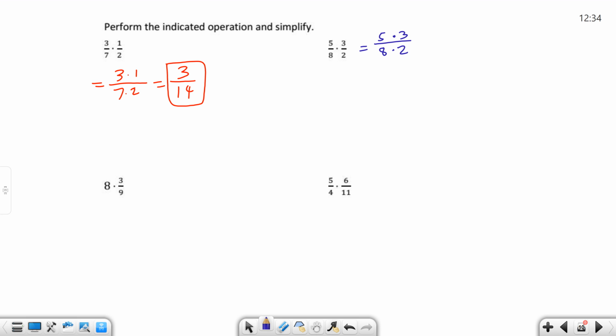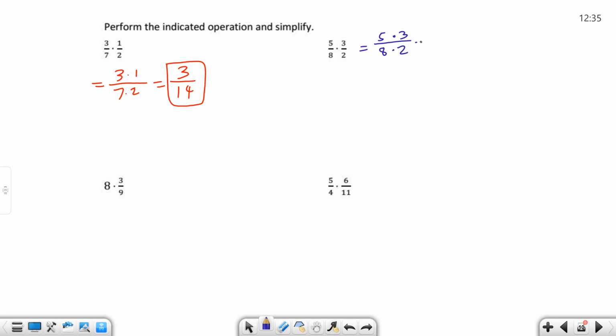All right? So I look at this and go, okay, even before I multiply, that's what I do. I say, does 5 divide out with the 8? Nope. Does 5 simplify with the 2? Nope. What about 3 with 8? Nope. 3 with 2? Nope. So nothing divides out. That means when I multiply it, I should not get a fraction that reduces or simplifies.